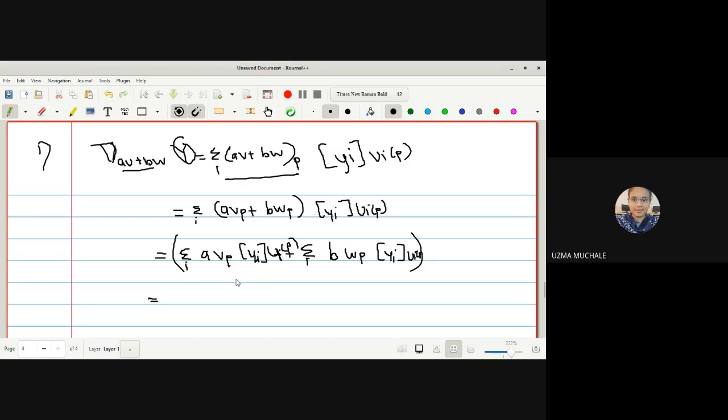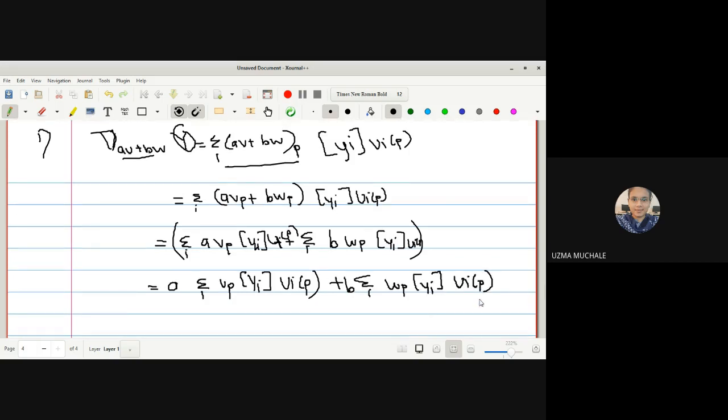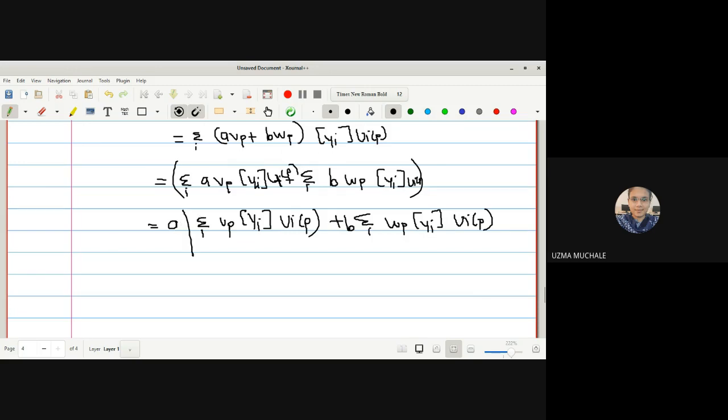Okay, now as A is a constant independent of summation, you can write this is summation over I VP YI UI at a point P plus summation over I and B outside WP YI UI at a point P. Now you must know what are these values. Then you can write down the result.